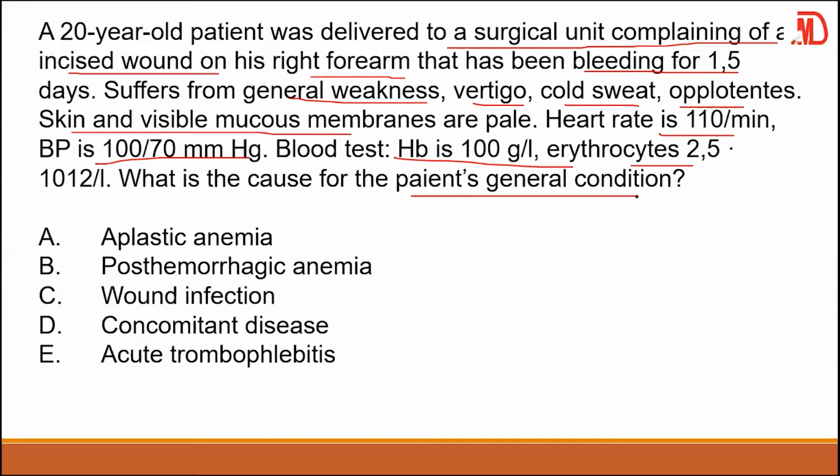Over here, they said this person was in the surgical unit with an incised wound and he has been bleeding for 1.5 days. And this is enough to cause what? Anemia. And this type of anemia, we call it what? Post-hemorrhagic anemia.